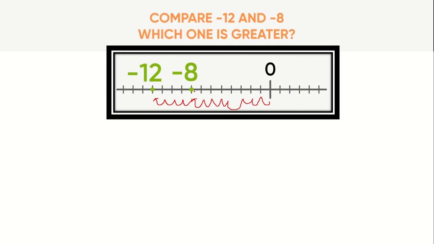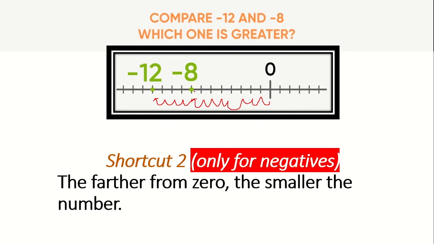Or we can use the second shortcut. When we compare two negatives, always remember, the farther the negative number is from 0, the smaller the number. So 0 is here. If you compare both, negative 12 is farther compared to negative 8. So we can say negative 12 is less than negative 8.